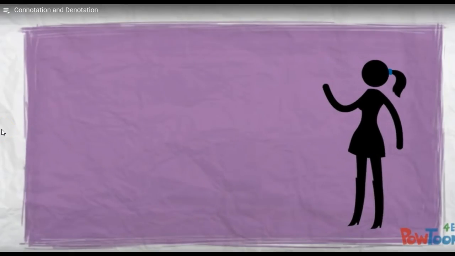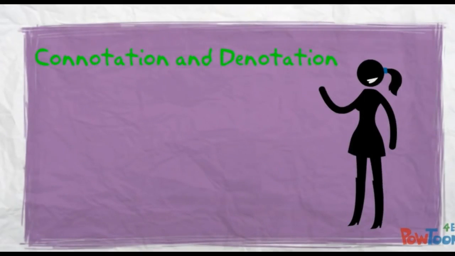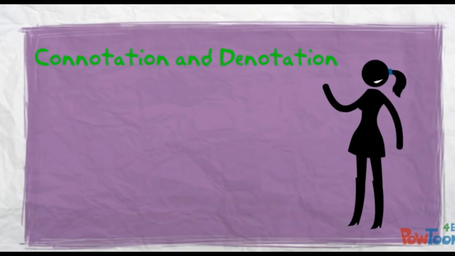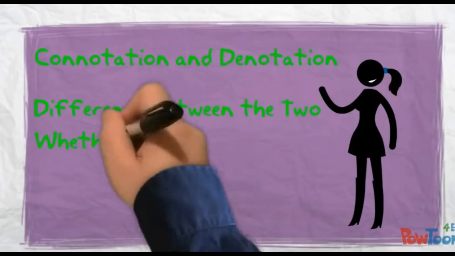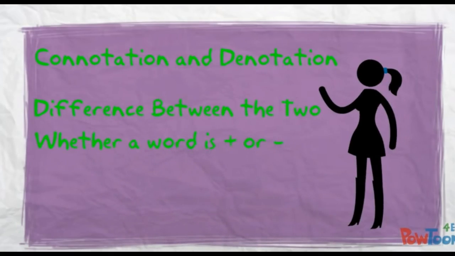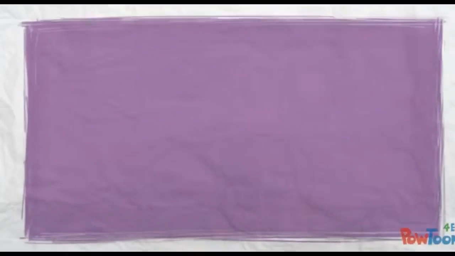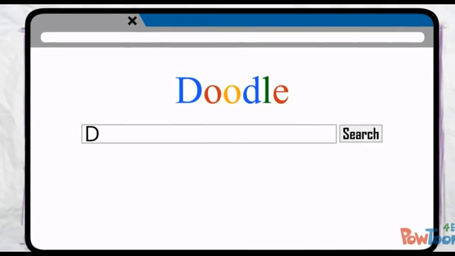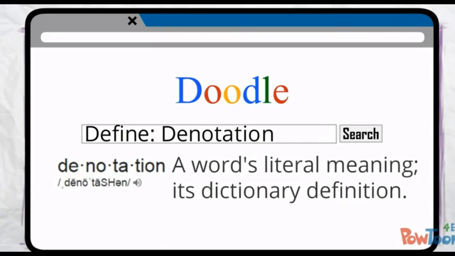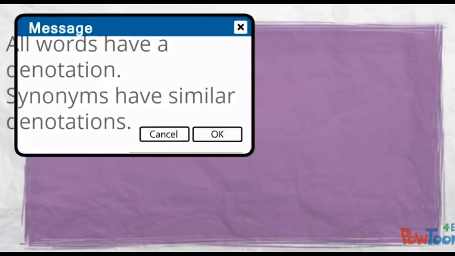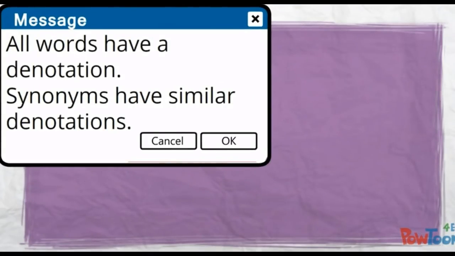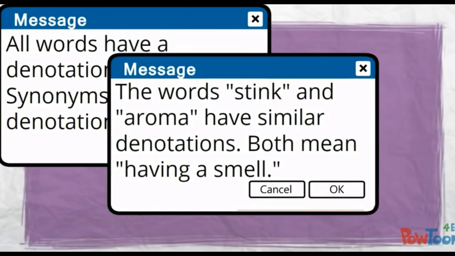Hello, today's video is going to focus on connotation and denotation of words. By the time you're done, you will know the difference between the two, and you'll have a pretty good idea of how to tell whether a word has a positive or negative connotation. First, a word's denotation is its dictionary definition, or its literal meaning. For example, the denotation of the word denotation is a literal meaning. All words have a denotation, and synonyms have similar denotations. Like the words stink and aroma have similar denotations. They both mean having a smell.